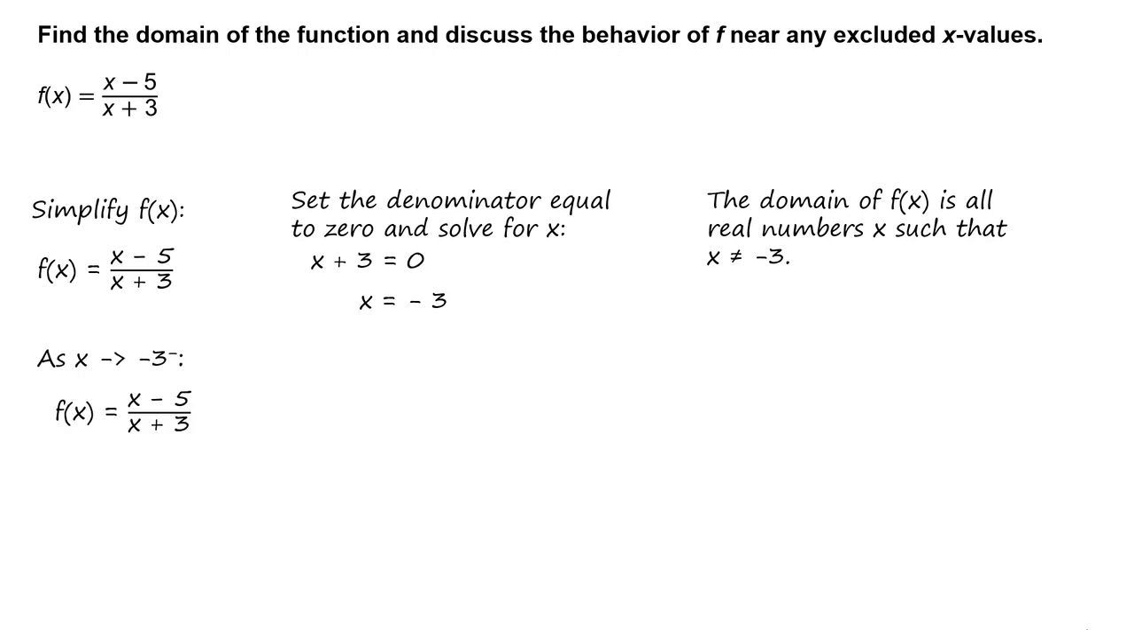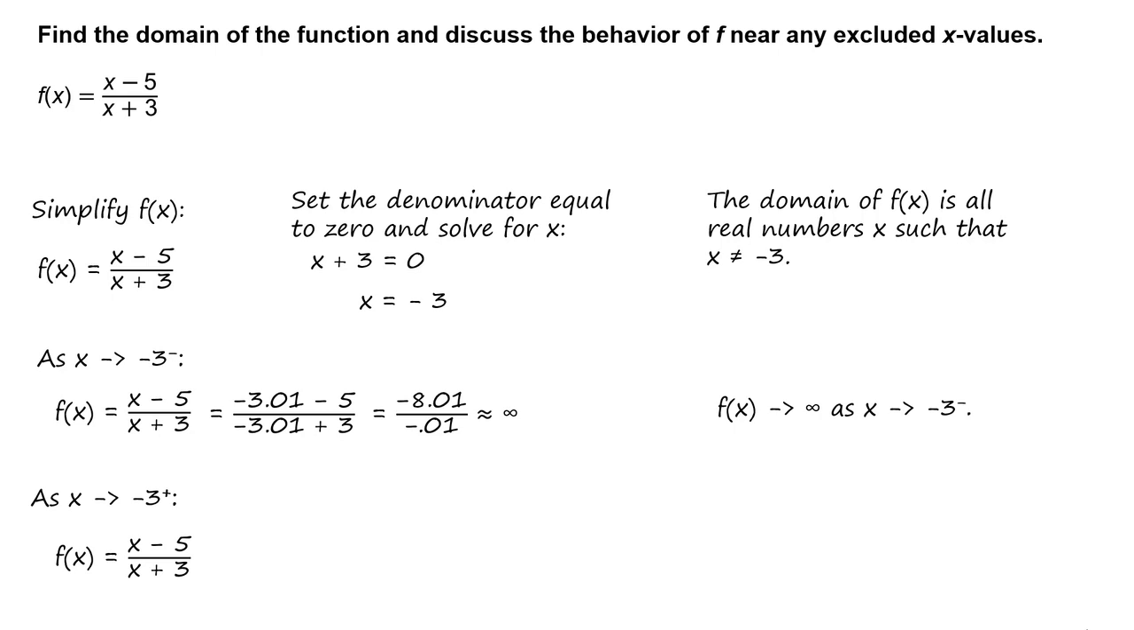To determine the behavior of the function as it approaches negative 3 on the left side, substitute a number very close to negative 3 and on the left side of negative 3 for x. For example, you can substitute negative 3 and 1/100th for x. Simplify and you have negative 8 and 1/100th divided by negative 1/100th. Negative 8 and 1/100th divided by negative 1/100th is a very large number, and as you get closer to negative 3, that number gets closer to infinity. So f of x approaches infinity as x approaches negative 3 on the left side.